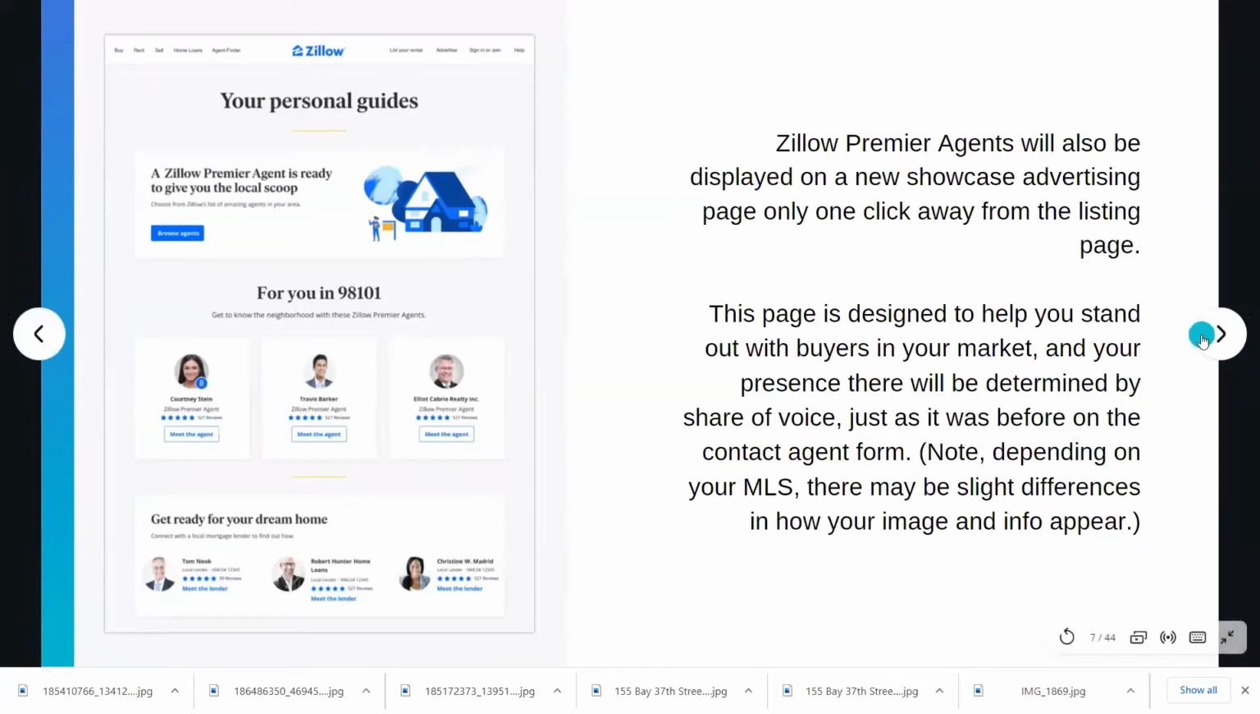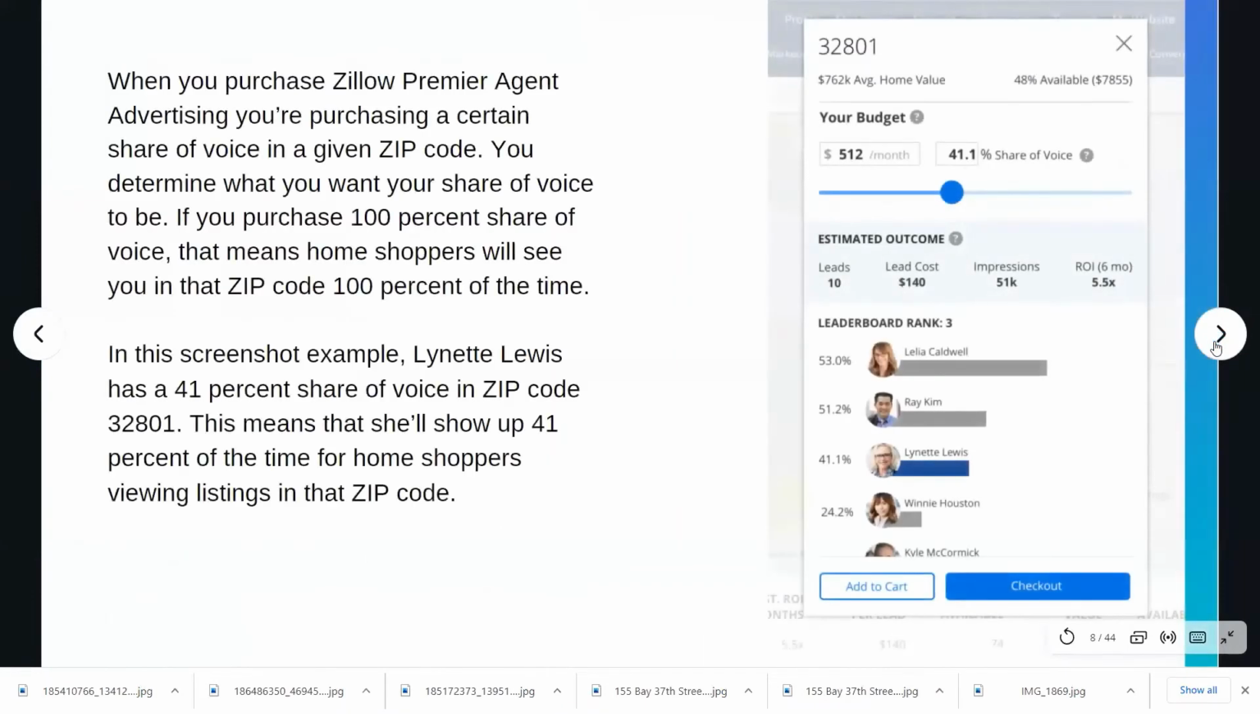Depending on your MLS, there may be some slight differences in how your image and your information may appear because of these IDX feeds. When you purchase your Zillow Premier Agent advertising, you're purchasing a share of voice in a given zip code. So you determine where you want your share of voice, right? Which means where do you want your face to appear? Where do you want people to see you?